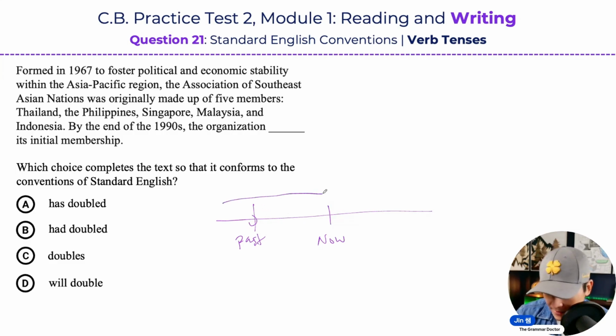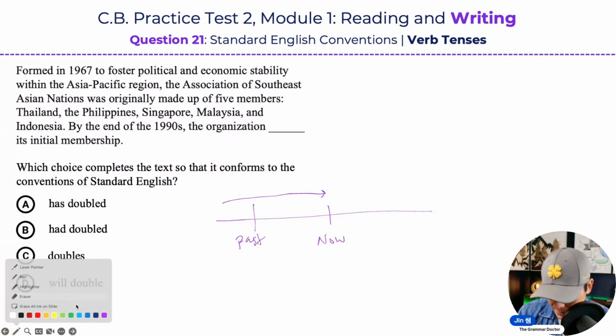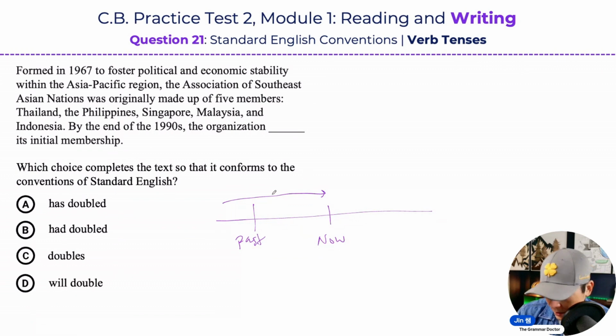So this event started sometime in the past, and then it kind of continues into the present. So it has this sort of continuity of time, where the event is still kind of happening to this day. Okay, that's one of the uses of present perfect, and that's the one that you have to be familiar with the most. It's the most commonly used one.